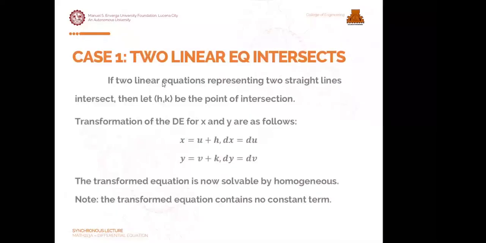So sa case number 1, two linear equations intersect. Okay? So if two linear equations representing two straight lines intersect, so ile-let down natin na si (h, k) is the point of intersection nung dalawang equation natin. Okay? So paano makukuha yung (h, k) o yung point of intersection? So we have two methods, several methods actually. So kung halimbawa meron kayong given two equations, meron kayong two equations, di ba?